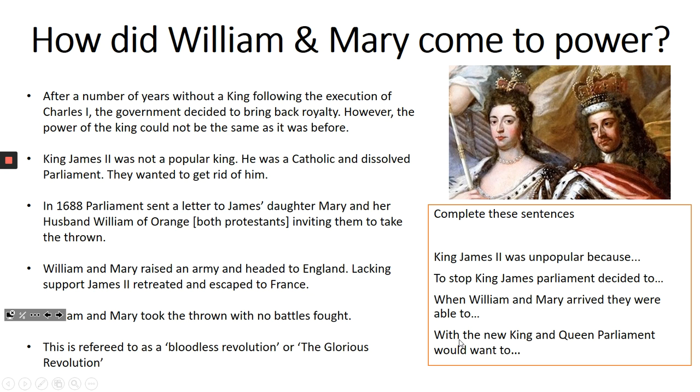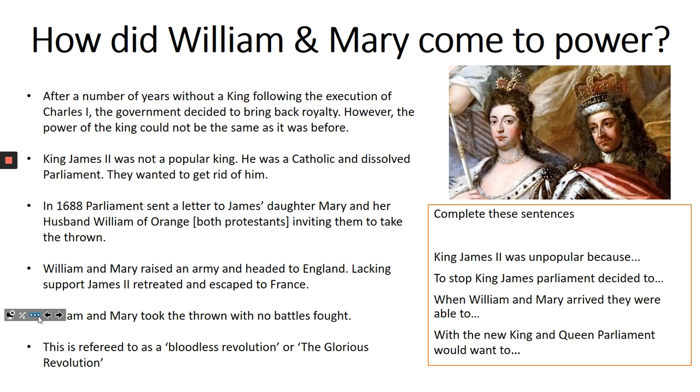So in 1688, they sent a letter to his daughter Mary and her husband William of Orange, who were both Protestants, and invited them to take the throne. The Parliament liked Protestants, they disliked Catholics, so they were getting a better monarch. They believed they were getting a better monarch.